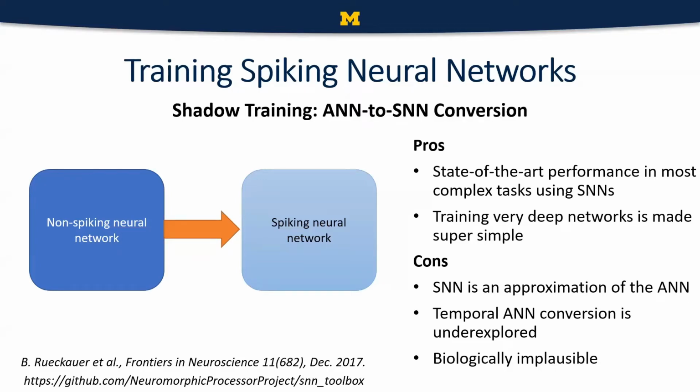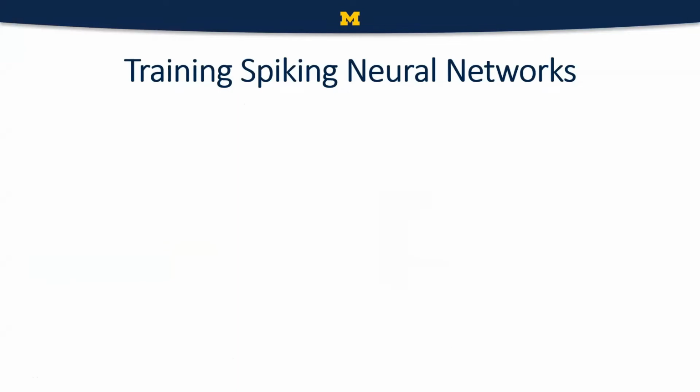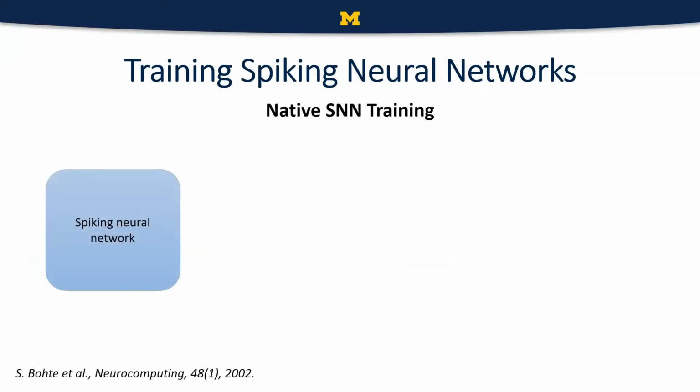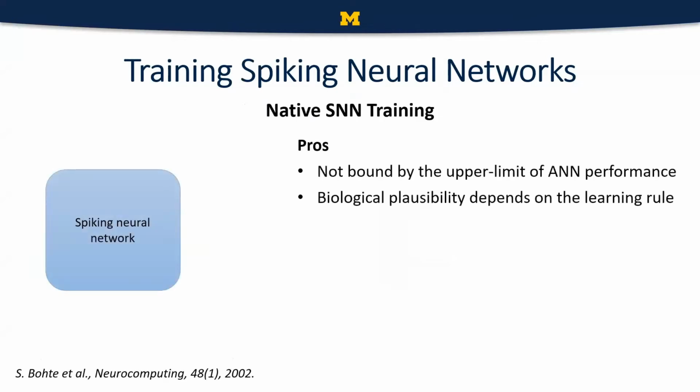But yeah, so to avoid some of those cons, to avoid that upper bound on performance, a lot of other people have become really interested in natively training spiking neural networks. That implies directly applying backpropagation, and there are several other training methods that have come in here as well. So here, we're no longer bound by the upper limit of performance. And depending on your learning rule, depending on what you apply, one could argue that it is biologically plausible.